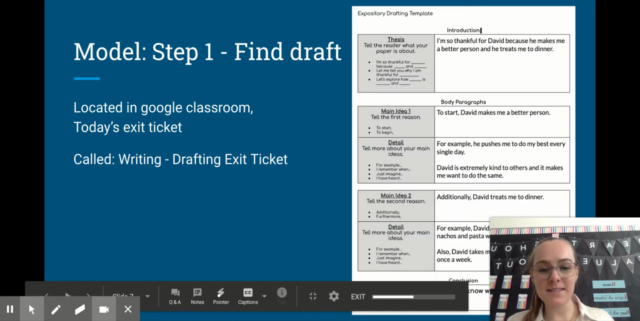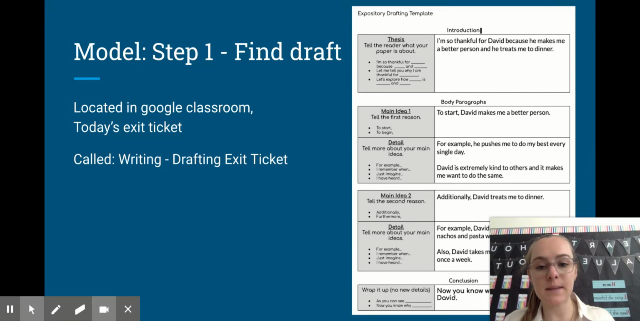Hey friends, now that I talked about how to create an entertaining lead and the 3 steps for a criteria for success, let me share my model with you. I'm going to go through each step of the criteria for success. Let's look at step 1.